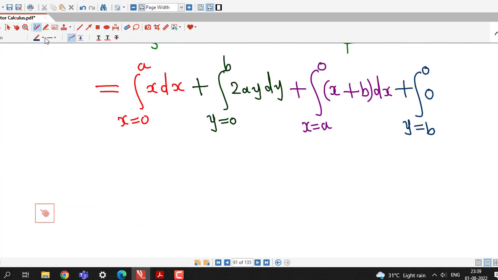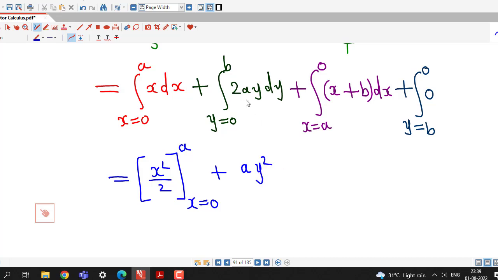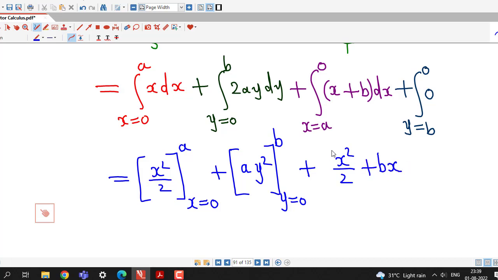So now we have to integrate this portion only, and this is equal to integral of x, which is x square by 2, limits of x are from x equal to 0 to x equal to a, plus 2a into integral of y, which is y square by 2, so this 2 will cancel out, and limits of y are from y equal to 0 to y equal to b, plus integral of x, which is x square by 2 plus b into x, limits of x are from x equal to a to x equal to 0.